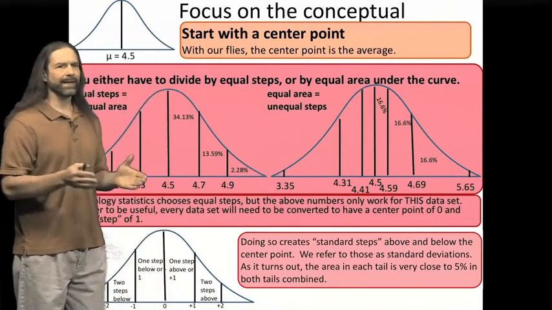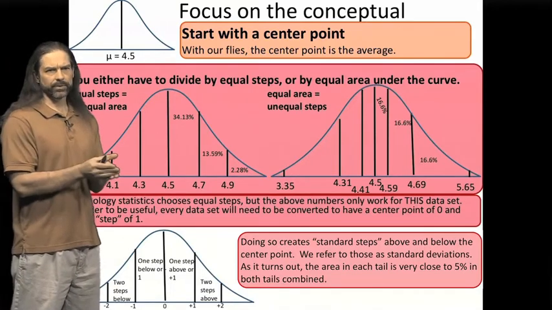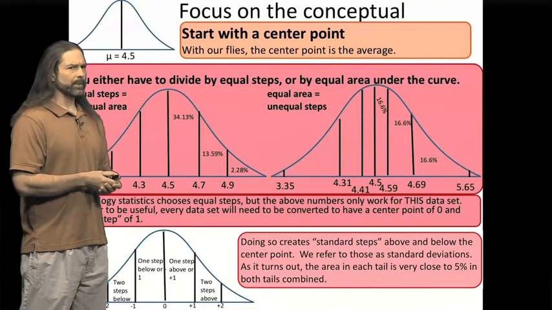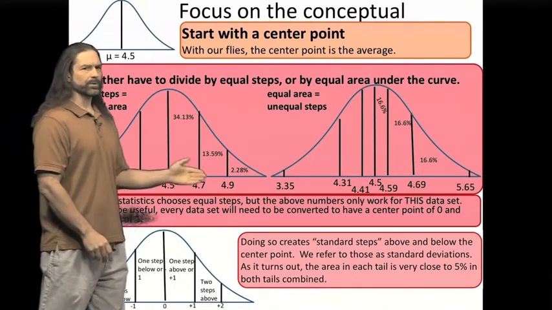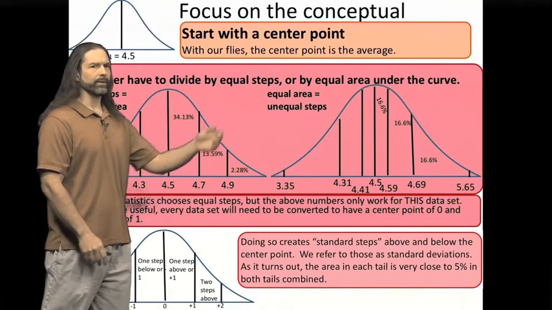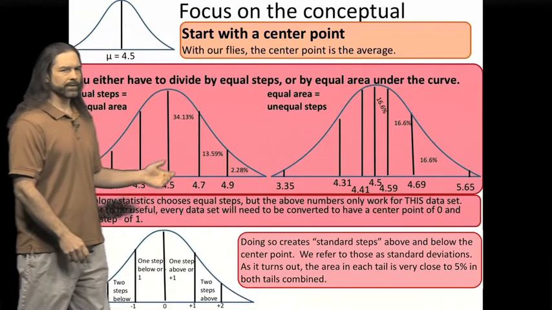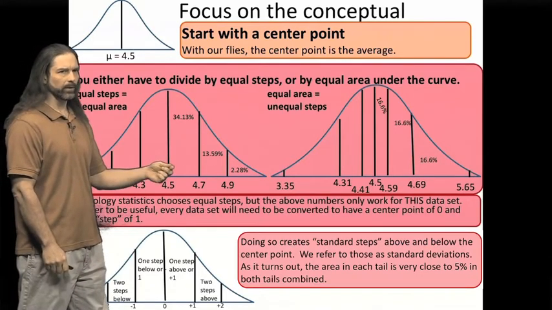So that standard mathematical language is going to be very closely associated with that alpha of 0.05 that we talked about. So this may be a little bit confusing, so again, let me just highlight. If we have equal steps, we have unequal area. If we have equal area under the curve, we have unequal steps. Statistics chooses equal steps but unequal area.